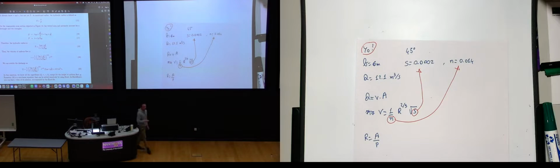Do you agree that I can compute A and P according to formulas 16 and 17? So A will receive a contribution from the rectangular part, B times Y0, plus two triangles. Who is not convinced about equations 16 and 17? Please. The base. Go to figure 10. And that's it. Now, we are in the position to compute the hydraulic radius, right? So at this point of the story, I know R.